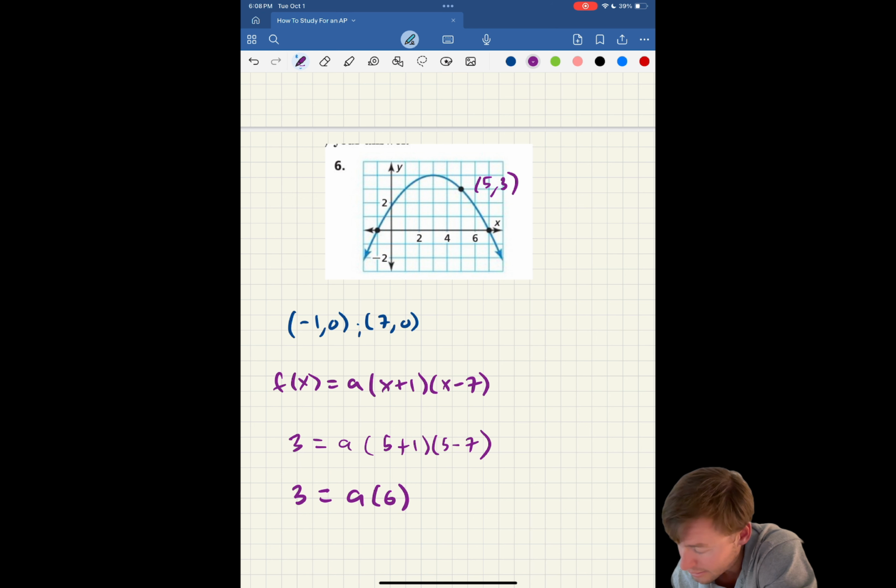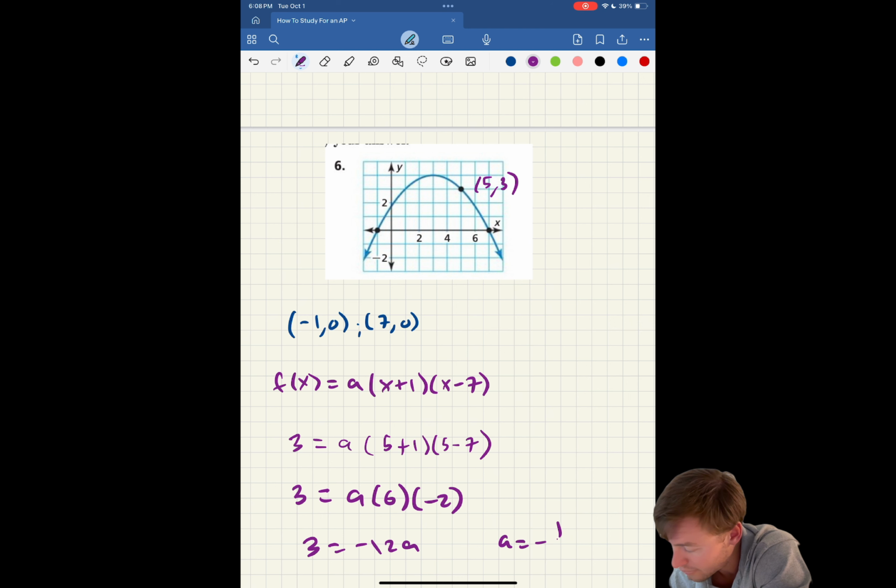A times 6 times -2. So 3 is equal to -12a, or a is equal to -1/4. Perfect. So my final equation is -1/4 times x plus 1 times x minus 7. Boom.